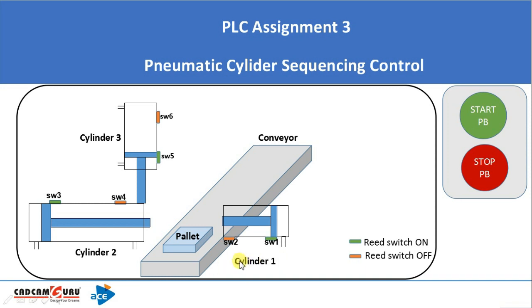As you can see here, in this application there are three pneumatic cylinders: cylinder 1, cylinder 2 and cylinder 3, and there is one pallet. This is our main machine, which has one conveyor as well, and this machine has one start push button and one stop push button. You can also see switch 1, switch 2, switch 3, switch 4, switch 5 and switch 6. So what are these switches? These are the reed switches which are used to detect the position of the cylinder, whether it is extended or retracted.